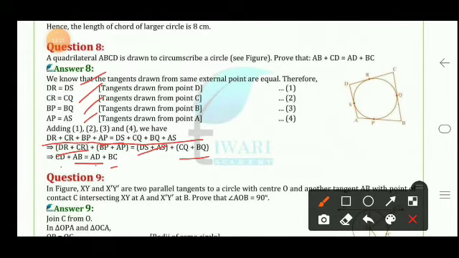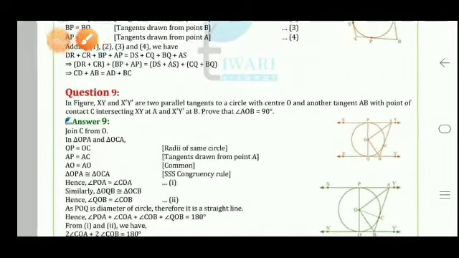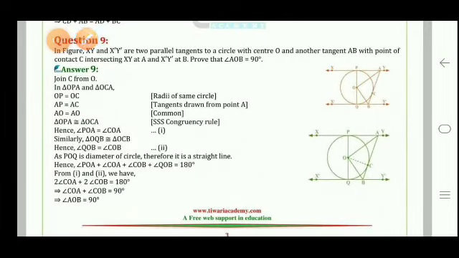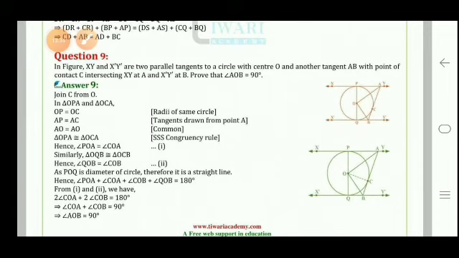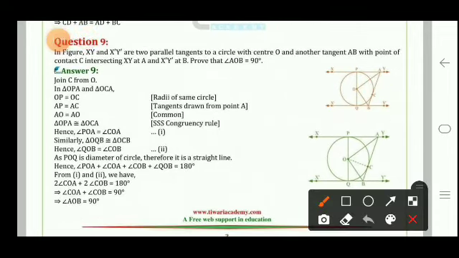Now moving towards question number 9. In the figure, XY and X'Y' are parallel tangents to a circle with center O. Another tangent AB, with point of contact C, intersects XY at A and X'Y' at B. We have to prove that angle AOB is equal to 90 degrees.